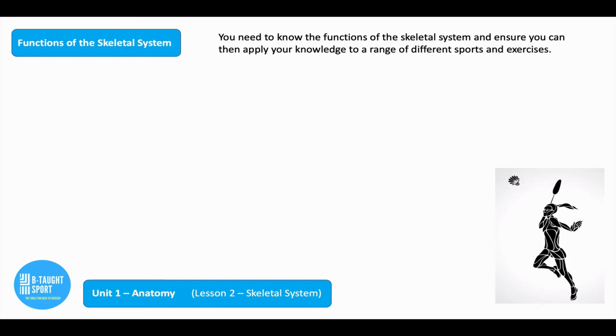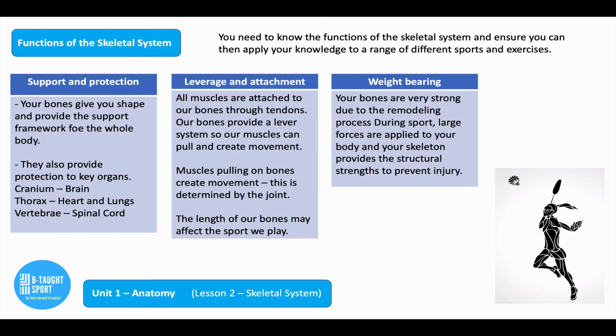Now, to what we looked at in the first lesson, we now need to look at the functions of the skeletal system. Now, I'm going to fly through this because this is stuff that you should know from your level 2 GCSE or BTEC sport that you've done in school. But what you then need to do is actually be able to link the functions to a sport and exercise. And I'll give you an example in a second. But I'm just going to fly through these. So some of the key functions that you should know off the top of your head.